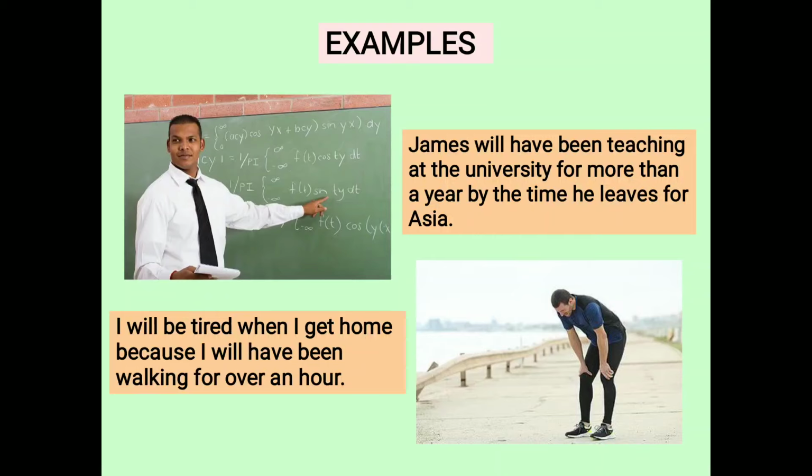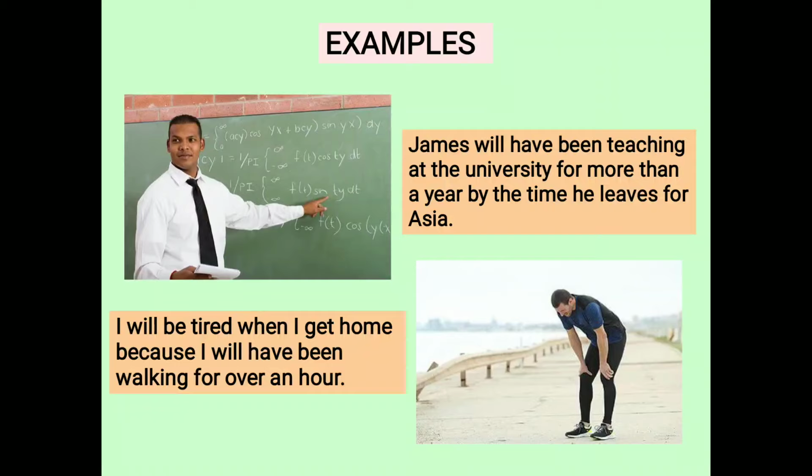We have two examples, each defining the particular uses. First one, James will have been teaching at the university for more than a year by the time he leaves for Asia. So we are talking about James who will be teaching. That means it is not yet over, but this action will be continuing in the future for a long period of time till another action takes place. So here we have used future perfect continuous, will have been teaching. This is the future perfect continuous form of the verb.